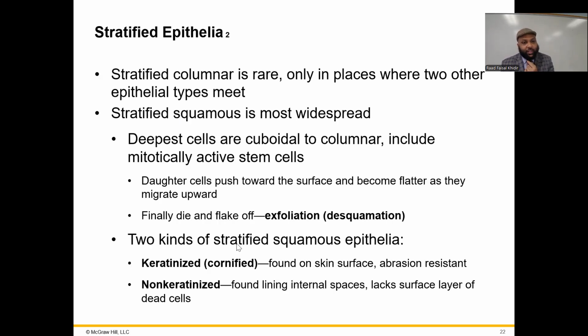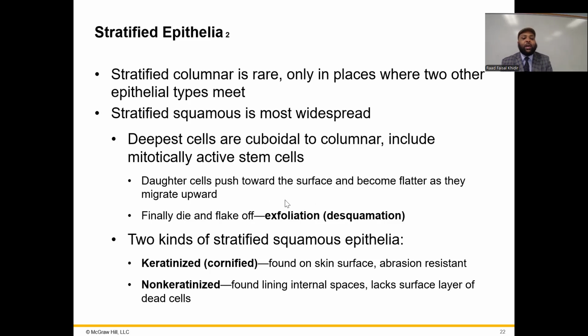The stratified columnar is rare, and it's only in places where 2 other epithelial types meet. The stratified squamous is the most widespread, and the deepest cells are cuboidal to columnar, and they include mitotically active stem cells. The daughter cells push toward the surface and become flatter as they migrate upward. They finally die and flake off, and that is known as exfoliation or desquamation.